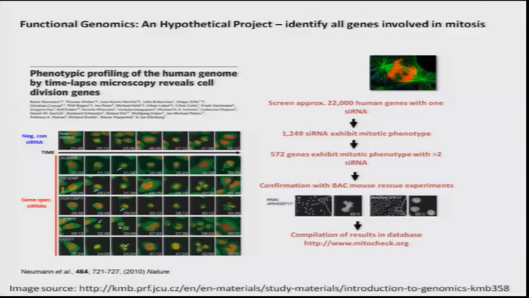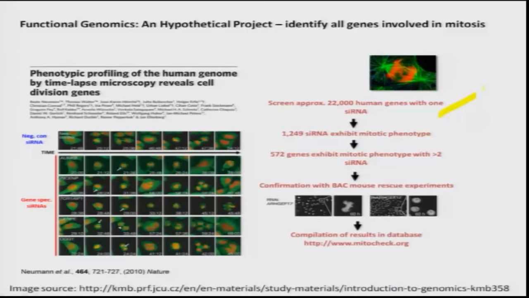Now, we are not looking at just one gene. We are looking at every gene by using a high throughput screening, an automated process to identify a set of genes involved in a given function, right. So, you have to come up with assays and so on. They screened close to 22,000 human genes, and then they found that 1,249 genes, with siRNA, exhibit a mitotic phenotype, and then 572 genes exhibited a mitotic phenotype with, meaning two different siRNAs you can use and so on.